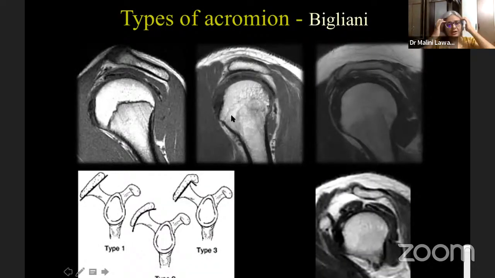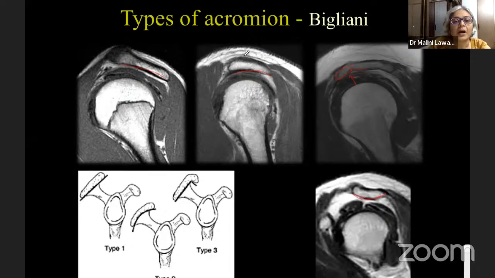What are the various things we are looking for? We are looking at the undersurface of the acromion. We look at this on the sagittal images. It could be flat like this, type 1. It could be a little concave like this, type 2. You may have an anterior inferior bone-like projection, which is type 3. And you may have a fourth type, which is convex downwards. This is concave, this is convex downwards.